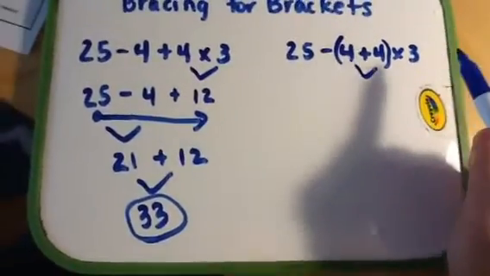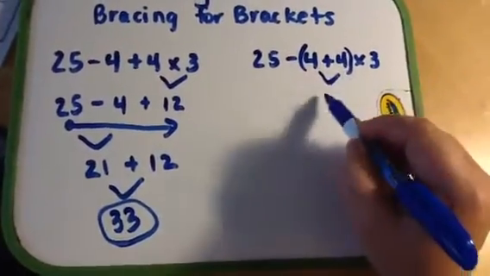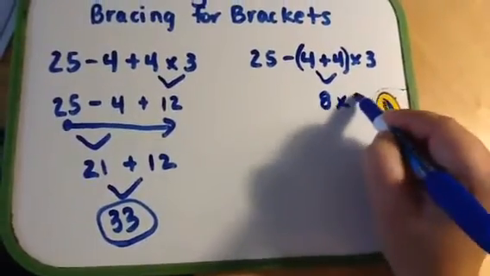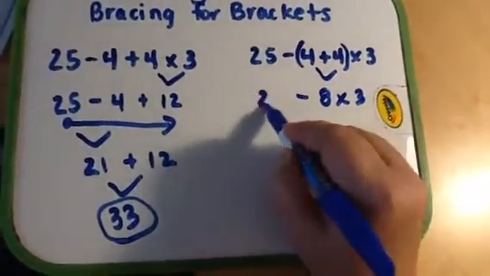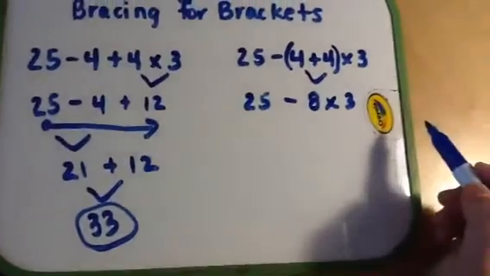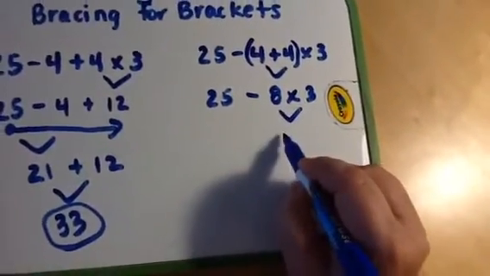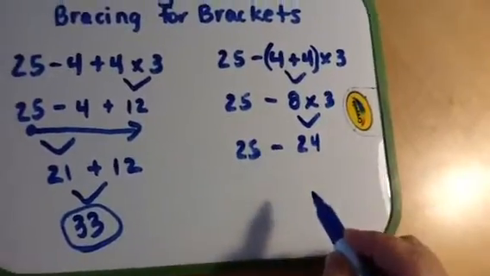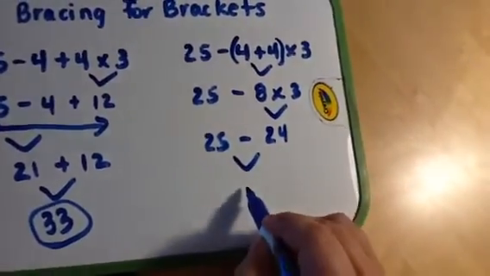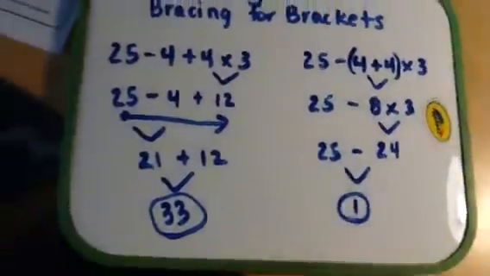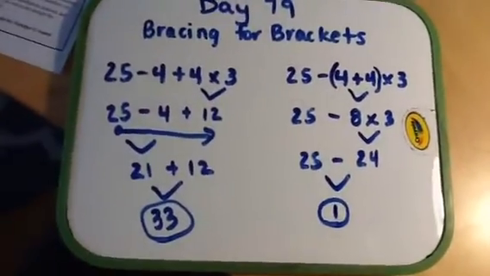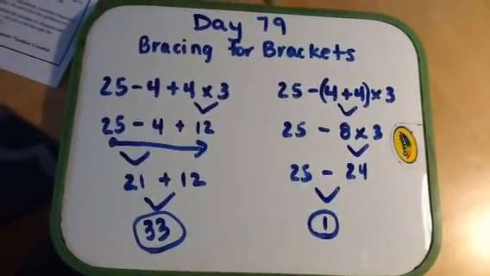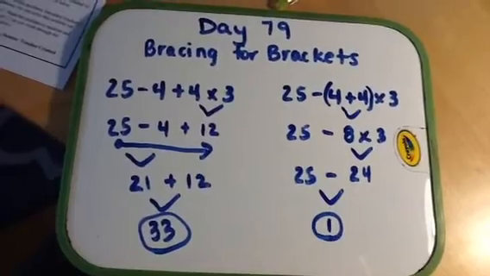In this case, I have to do parentheses first. 4 plus 4 is 8. I'm going to bring down everything else. Then I'm going to focus on multiplication, which is 24. And then finally subtraction, which would give me a solution of 1. So look at how different our answers are, just because we added parentheses.